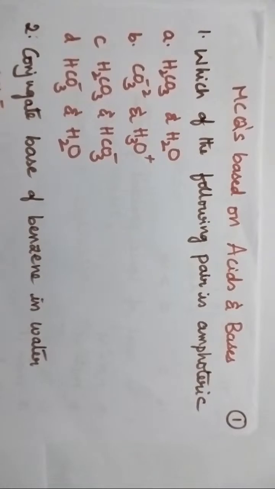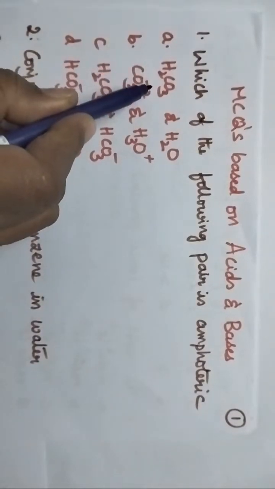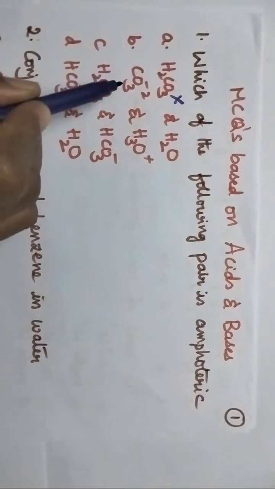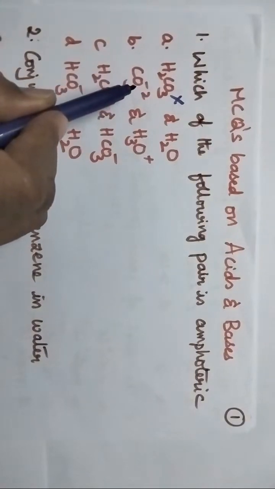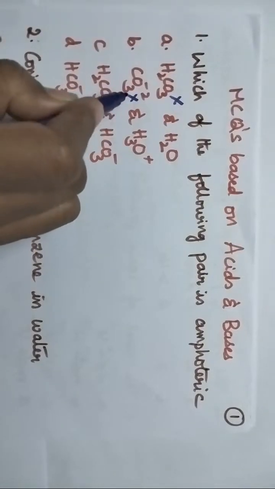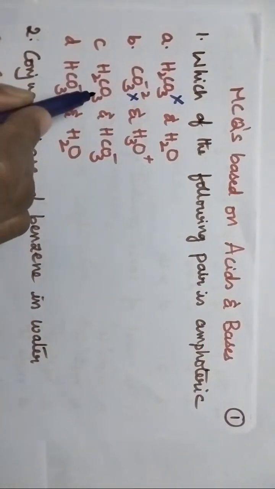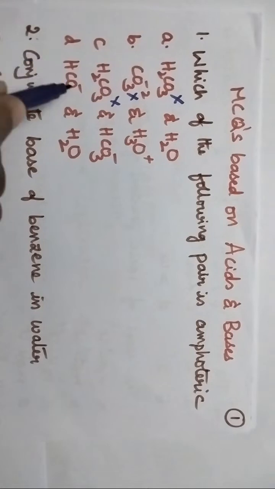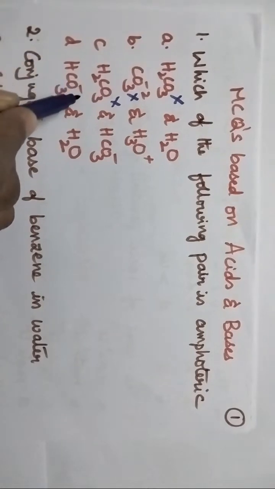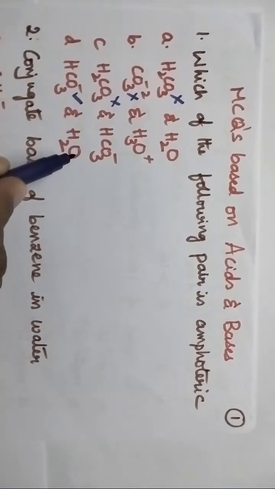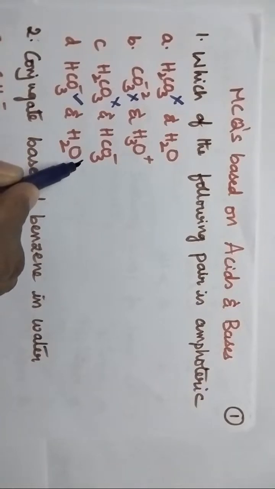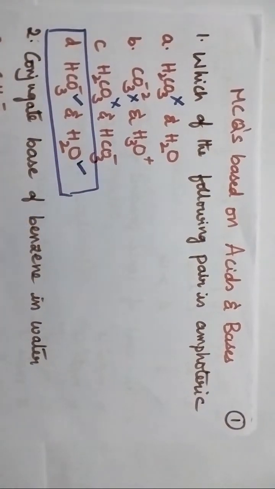H2CO3 can donate a proton, will not accept a proton. Next, CO3 2 minus will accept a proton but cannot donate a proton. Coming to HCO3 minus, it will accept a proton and it is capable of donating a proton. Then you have to check the second substance, H2O. Yes, it is capable of donating a proton and capable of accepting a proton. So option D is the right answer. Clear?